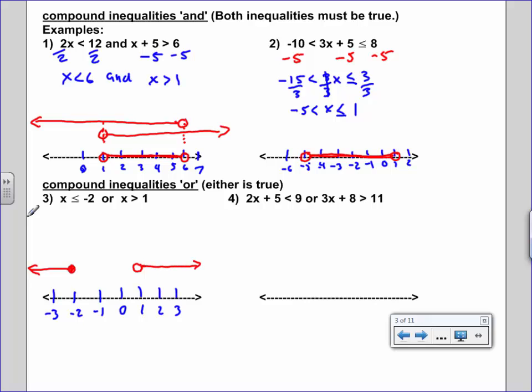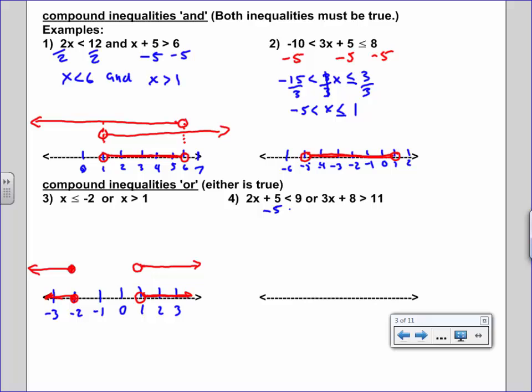Now, again, or just means one of those has to be true. So where is at least one of those true? Well, you can just bring these straight down. And that's how you would graph an OR problem. Okay, you know how to solve equations that look like this, except this has an inequality sign. Let's go ahead and do the next one.